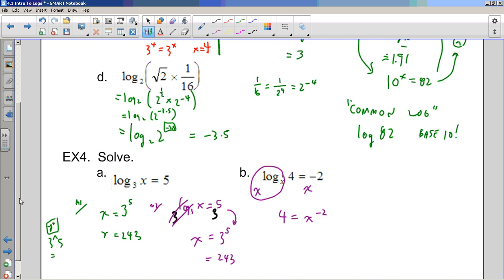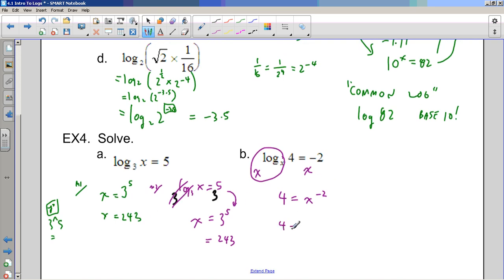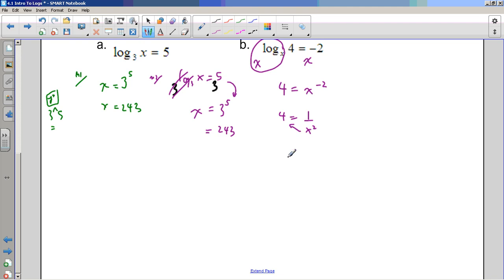Now, how do I solve that? Well, I'm going to use some exponent rules. Negative exponent means 1 over. If I wanted to solve this, cross multiply, and I get x equals positive and negative a half. Now, when I square root, there's something a little bit weird here.